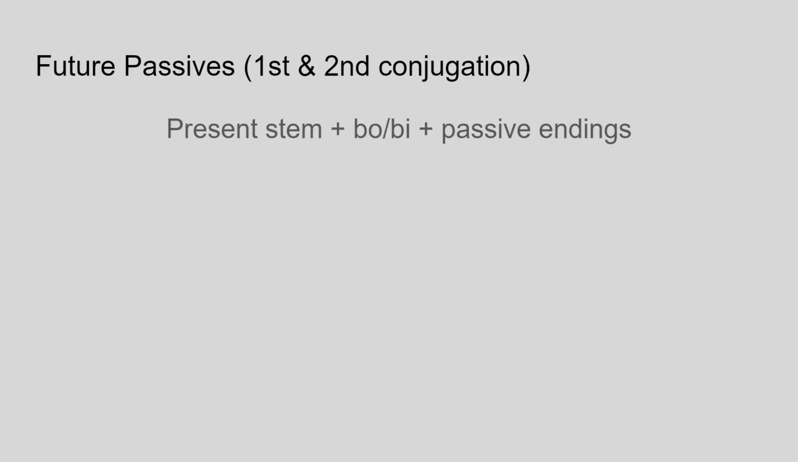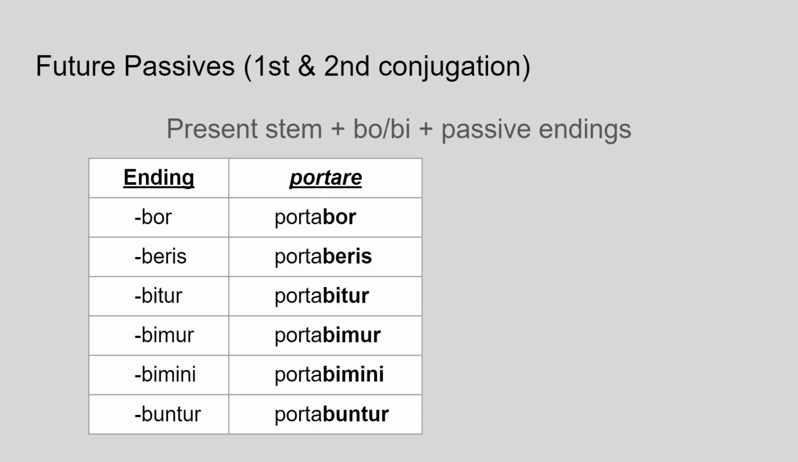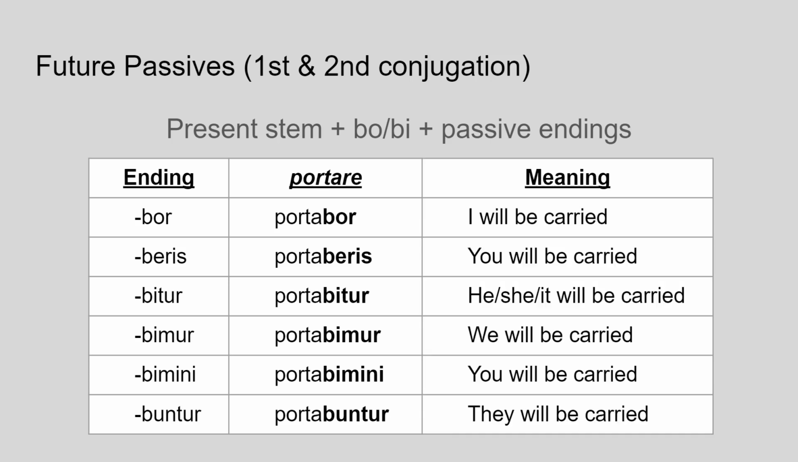The future passives for the first and second conjugation again start with the present stem. Then you add the bo or bis or bit that you get from the future active verbs, and then you add the passive endings onto that. So it has the bo syllable for the first person, portabor, but then it changes, portaberis. Luckily, the rest have the bi and the bu from the future active tense, so portabitur, portabimur, portabimini, and portabuntur. These are I will be carried, you will be carried, he, she, it will be carried. So again, we've got that passive sense. I am the subject for I will be carried, but someone else is doing the carrying.